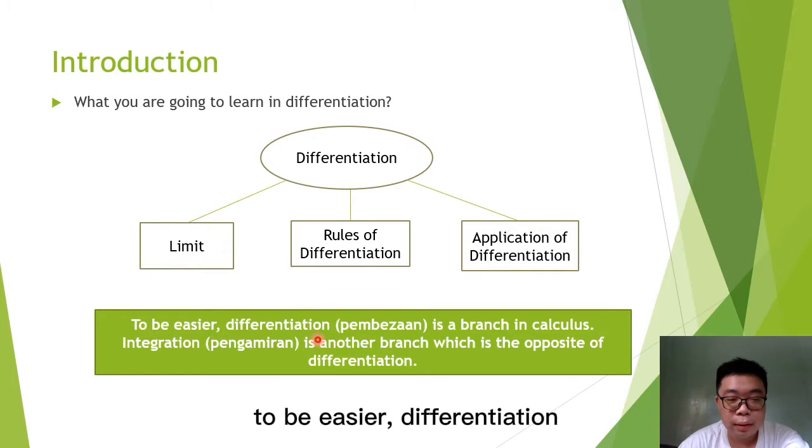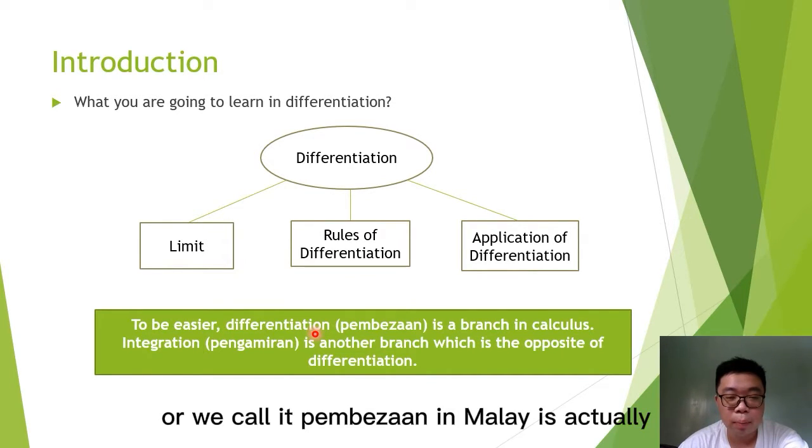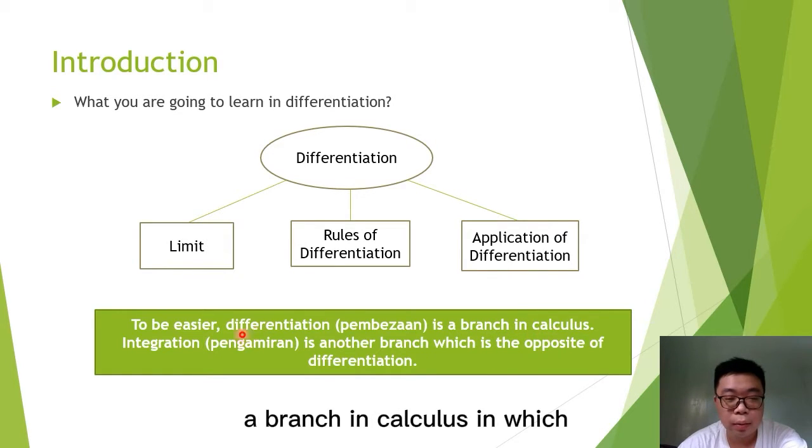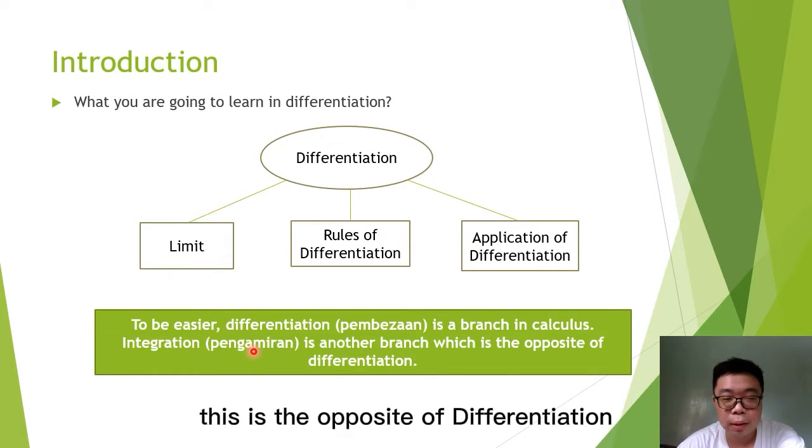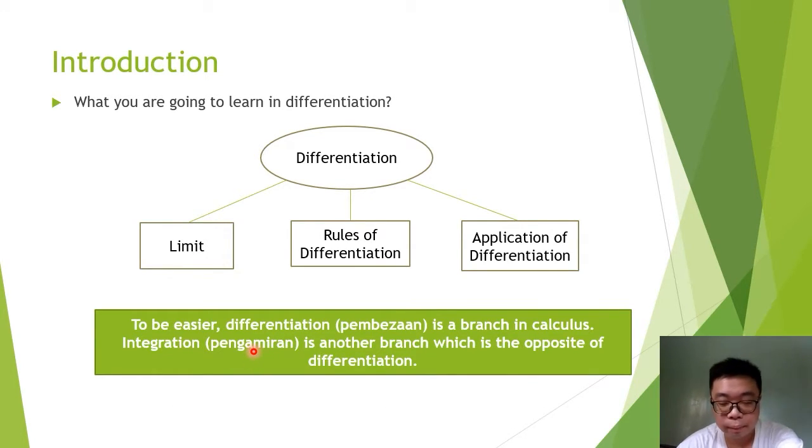To put it simply, differentiation, or pembezaan in Malay, is a branch of calculus. Another branch is integration, which we are going to learn in chapter 3. This is the opposite of differentiation.